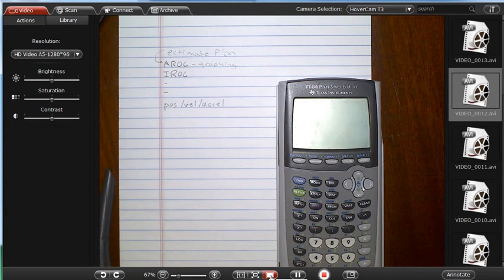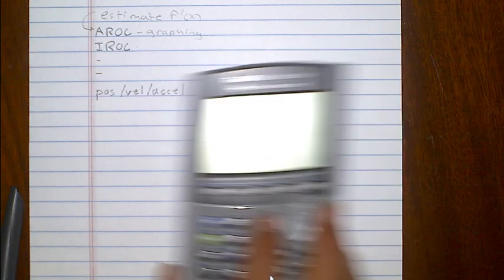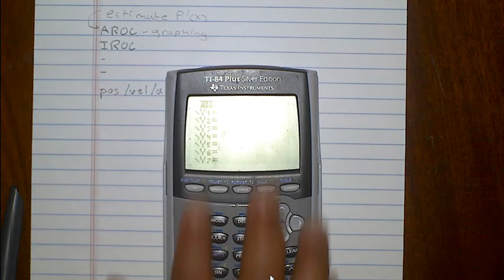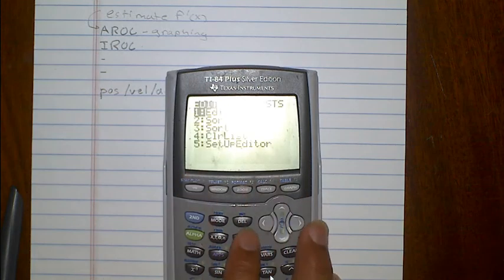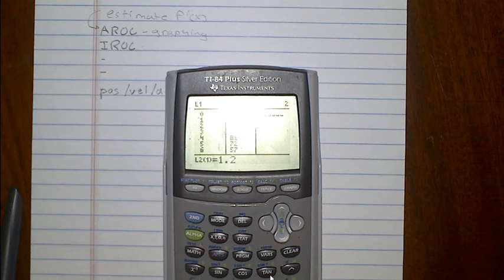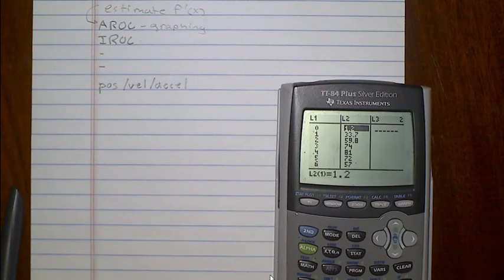Alright, full screen please, thank you. Okay. Alright, so here I've already got it in my calculator. Go ahead, you hit stat, edit, enter, and go ahead and enter that data in. You can pause it, I'll give you a couple seconds.